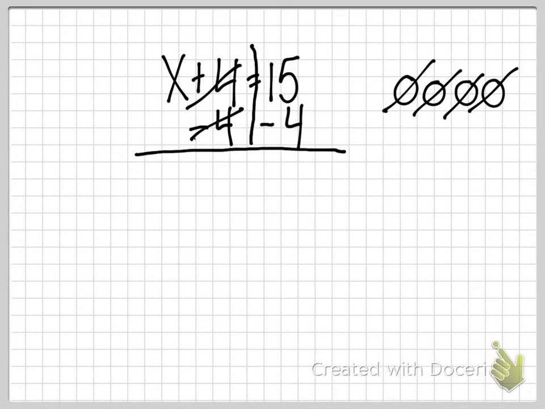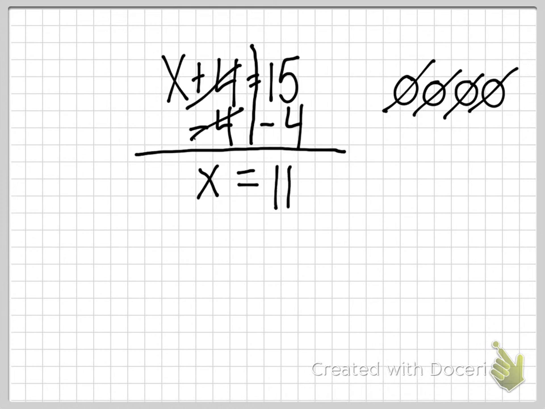So I'm left with only an x on this side. I can write my equal sign. That equal sign still stays there. I then do 15 minus 4, which will leave me with 11.